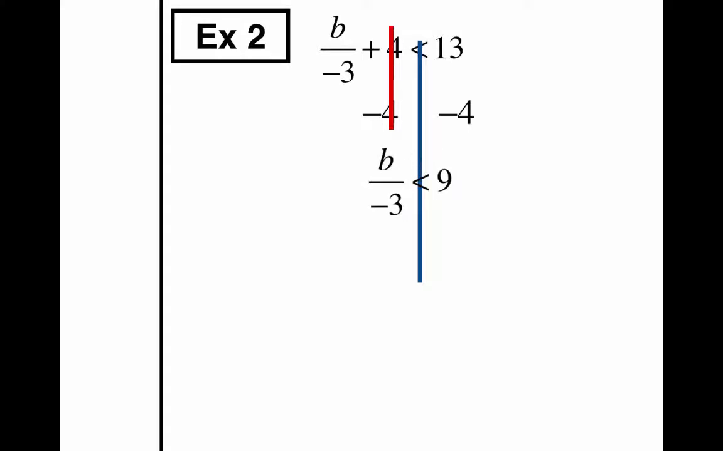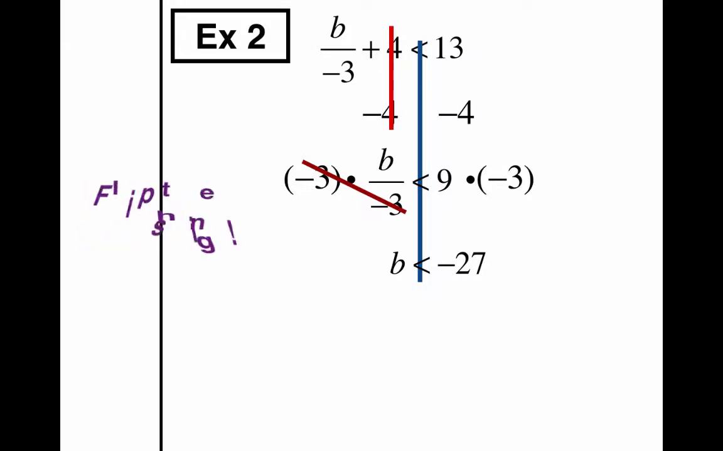Now, how do I get rid of the negative 3? Well, it's in a fraction, so move it over by multiplying. Multiplying gets rid of it. It's like multiplying both sides. So 9 times 3 is 27, but this is going to be negative 27. And I think I've got my answer. B is less than negative 27, but what am I forgetting?